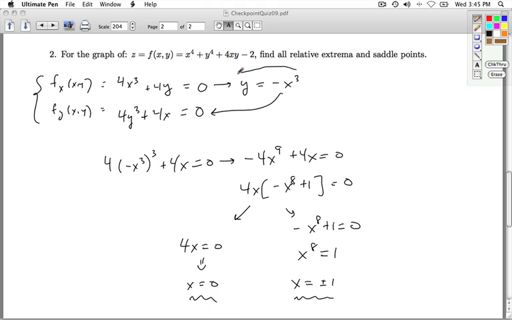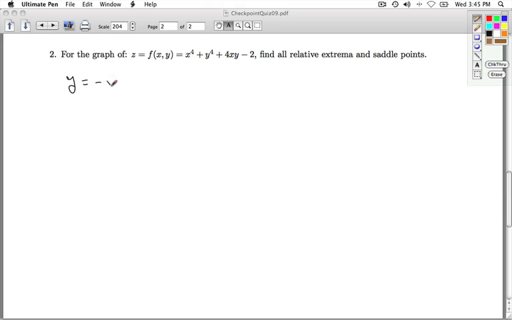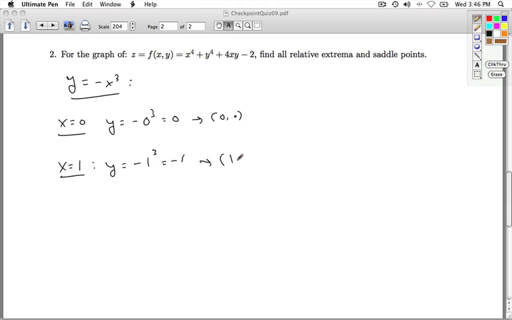I go back to my substitution equation. So y is negative x cubed. So the one value, x equals 0. So I get x and y both 0 there. When x equals a positive 1, so I get 1 comma negative 1. And when x equals negative 1, negative 1 cubed is negative 1. Take the opposite of that, I'm back to 1. And so these are our critical points: 0, 0, 1, negative 1, negative 1, 1.